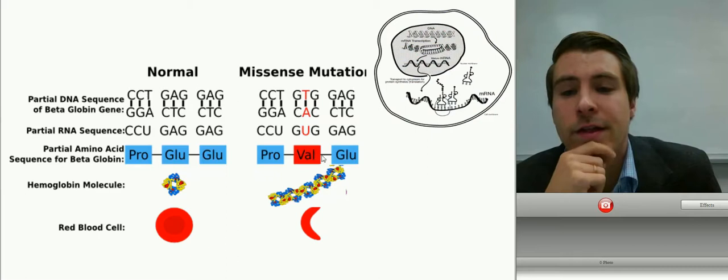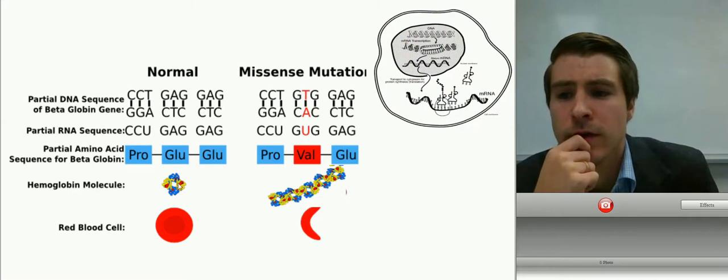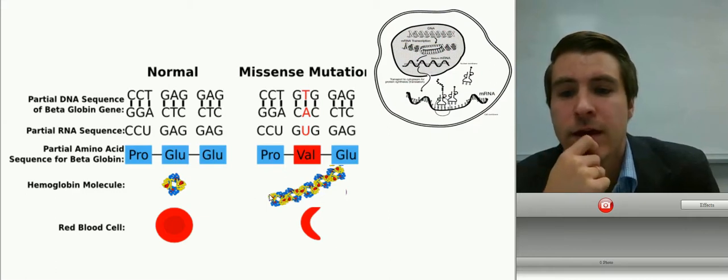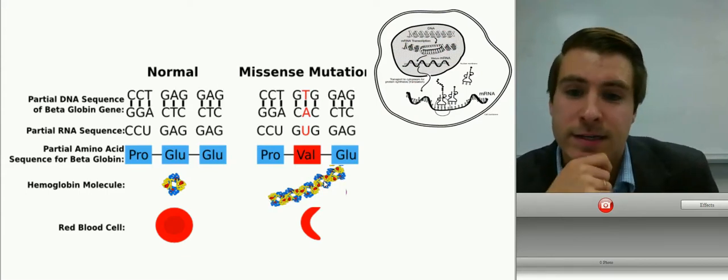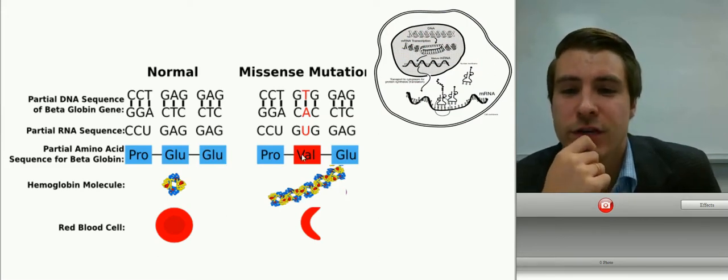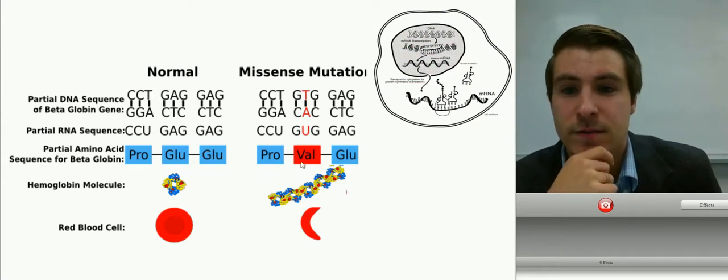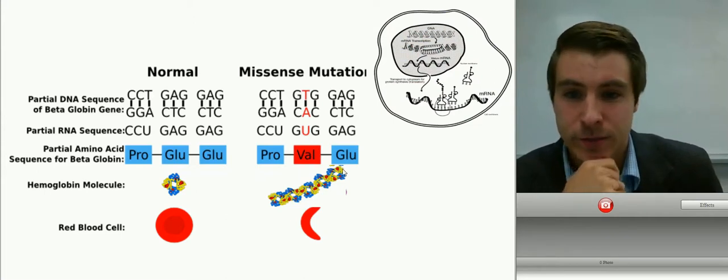Having that valine there in that middle position causes the hemoglobin product to clump together. You'll notice that in the normal hemoglobin, it stays by itself. Here we've got 1, 2, 3, 4, 5 hemoglobins all clumped together. They stick together. Now the reason that they're sticking together again is because we've changed their structure. We've made them more sticky by adding the valine. This is a mutation. It's not supposed to be this way.